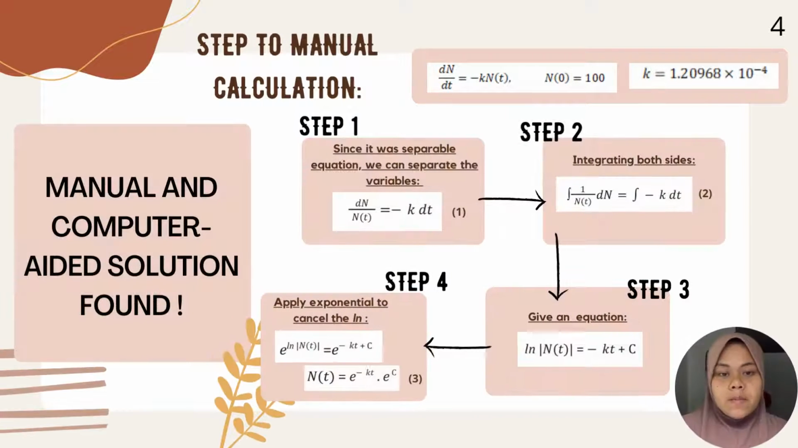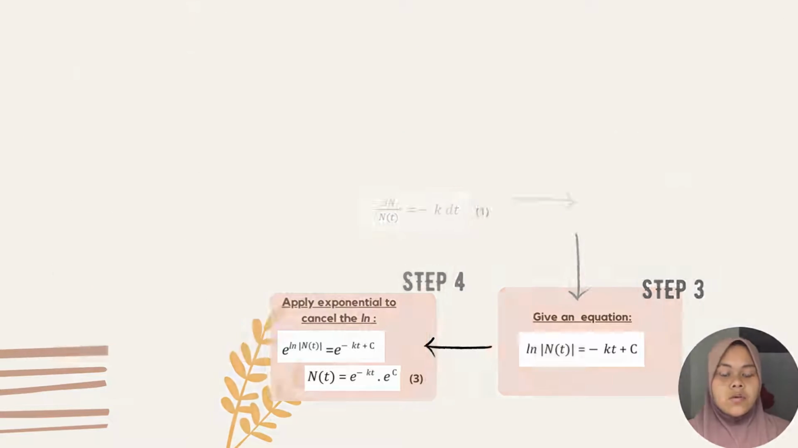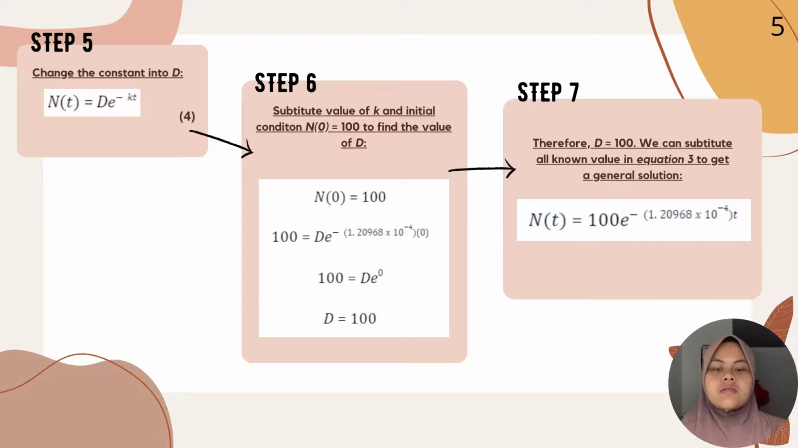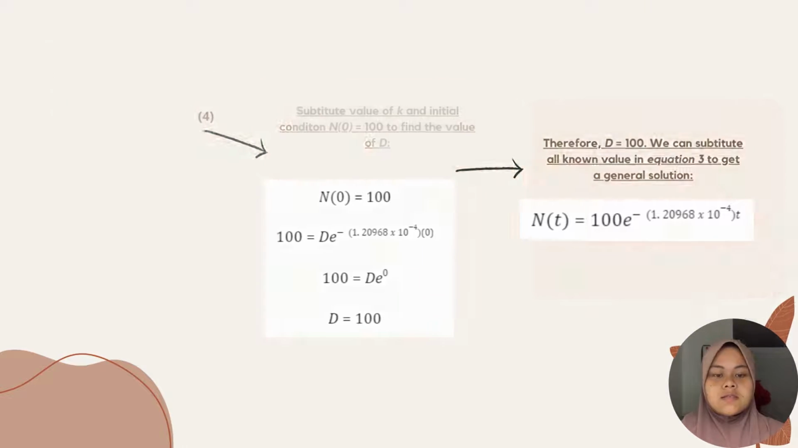For the manual solution, we have 7 steps, which are: we separate the equation, we integrate both sides, and we apply exponential to cancel the log. Then we change the constant e to the power of c into D to make it simpler. Substitute the value of k and the initial condition to find D. Then we substitute all the known values into the equation to get a general solution.